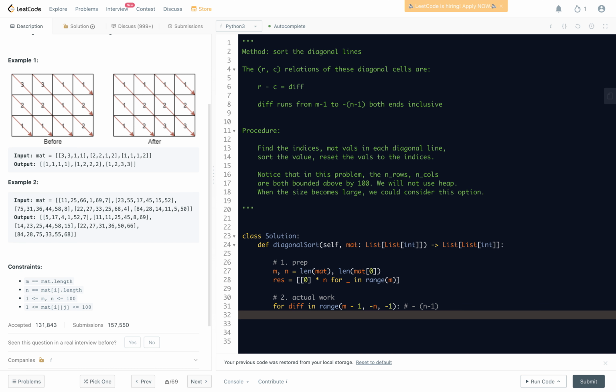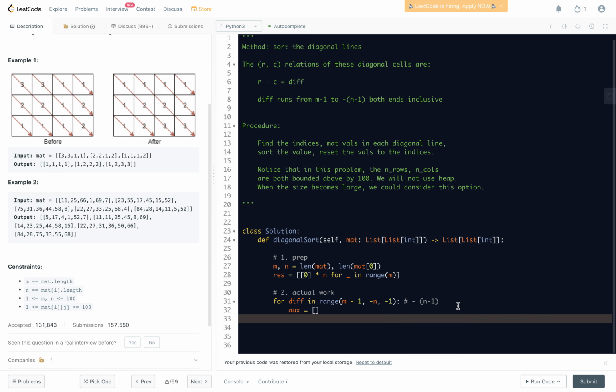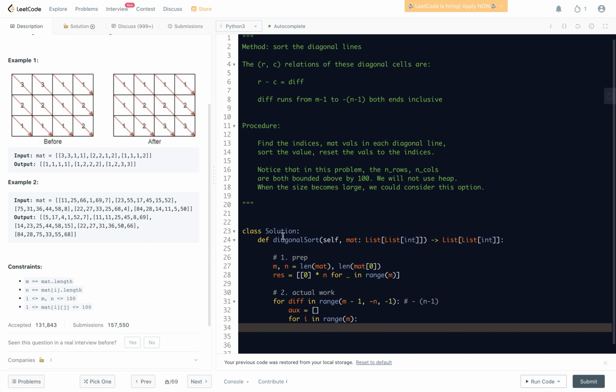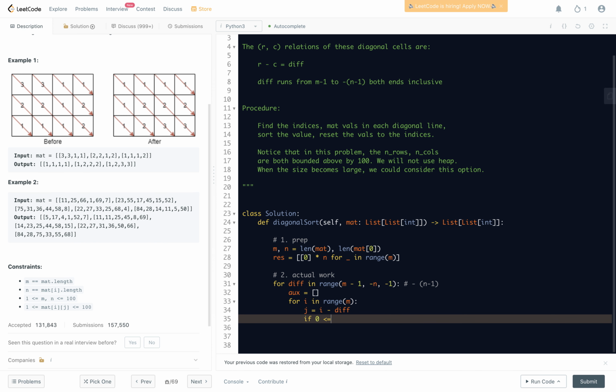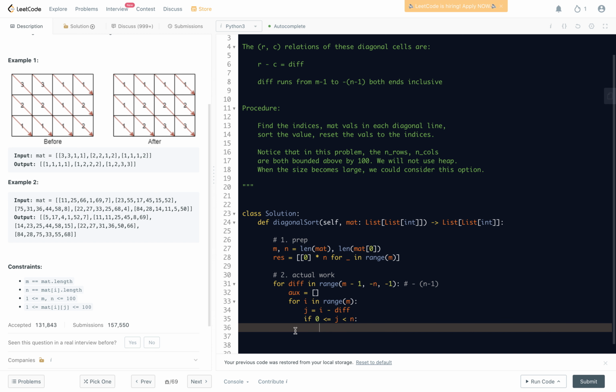With that said, let's first use a temporary variable called hold to hold the corresponding cells in the corresponding diagonal lines. So we're going to consider i for i in range m. Because in this specific line r minus c is equal to the diff, once we know the i, we can get c. So our j will be i minus diff, right? We want to make sure that 0 is less than or equal to j, and j less than n. In this case, it means i, j are in the bound of the matrix.